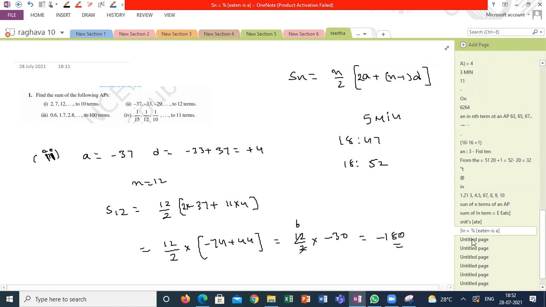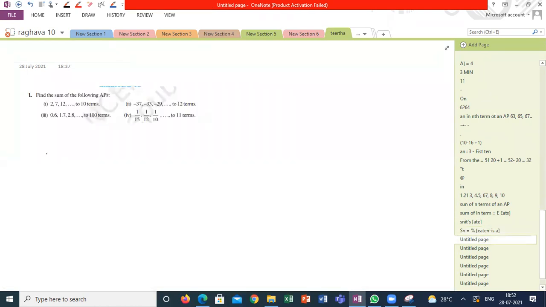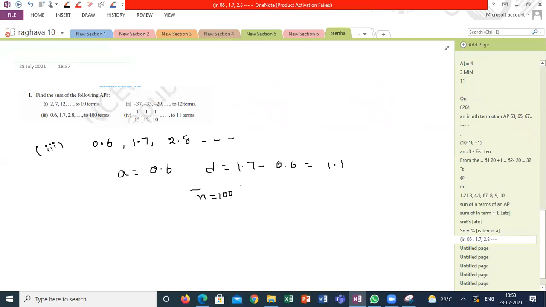When it comes to the third question, 0.6, 1.7, 2.8, and so on. So your a is equal to 0.6, d is equal to 1.7 minus 0.6. How much, guys? 1.1. n is equal to 100. 1.7 minus 0.6 is 1.1. Correct? Guys, please. Is it 1.1 common difference?